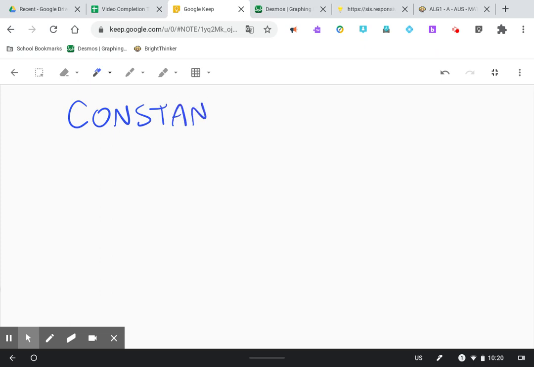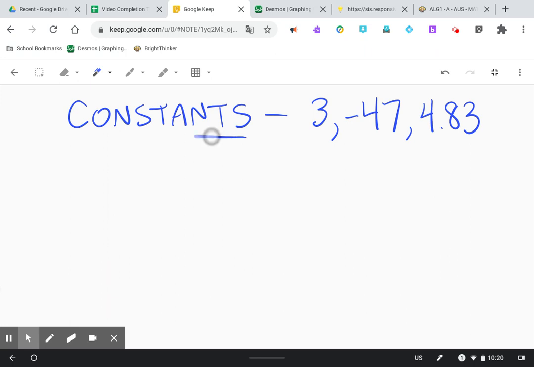So within math, we have what we call constant terms or constants. And of course, constants are what you're most familiar with. These are just numbers. 3, -47, 4.83, right? These are all numbers, okay? So constants are just numbers. The value of constants does not change, which is why they're called constants.